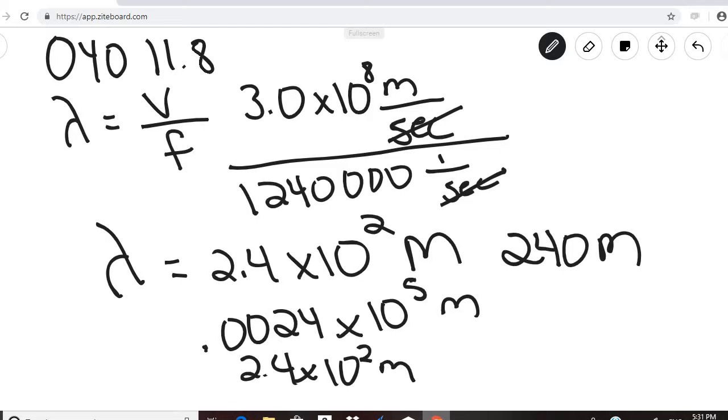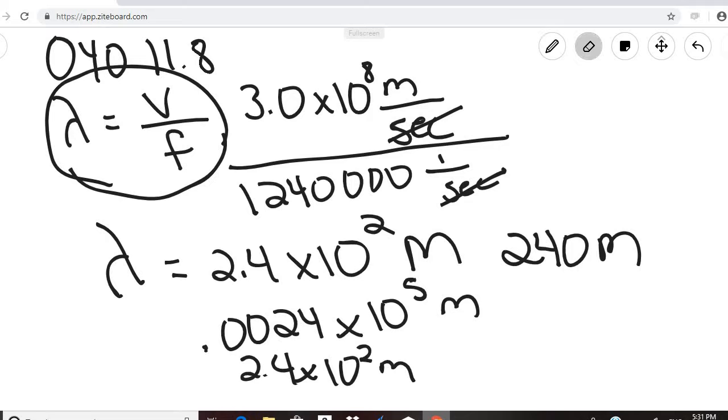Okay, so that's an application of the formula that shows the relationship between wavelength and frequency applied to light waves.